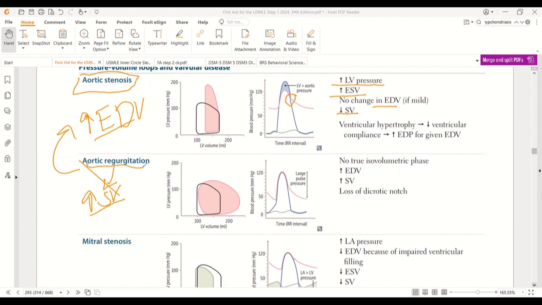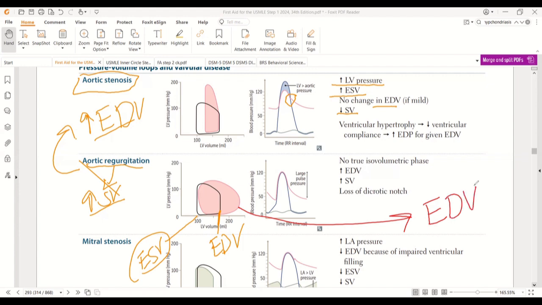Okay, moving toward the pressure volume loop. This is the normal end diastolic volume. This is the normal end systolic volume, right? This black pressure volume loop. So what happens to the end diastolic volume in aortic regurgitation? Increase or decrease? It increases.